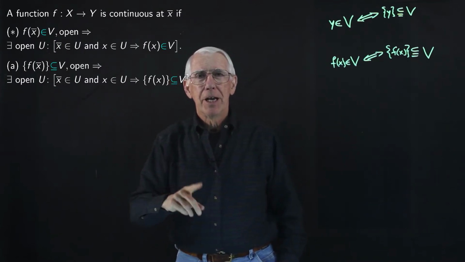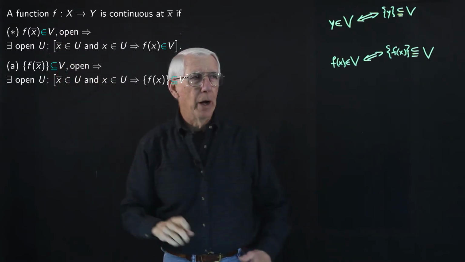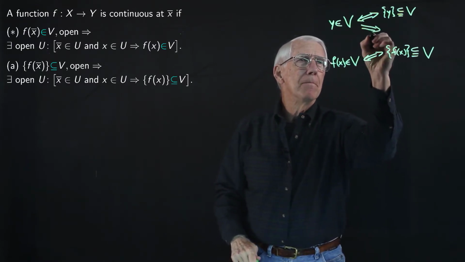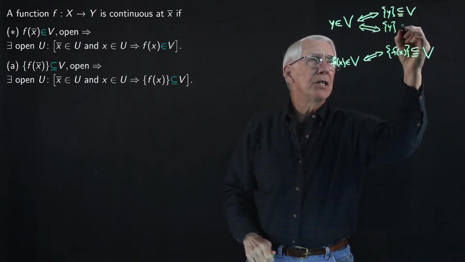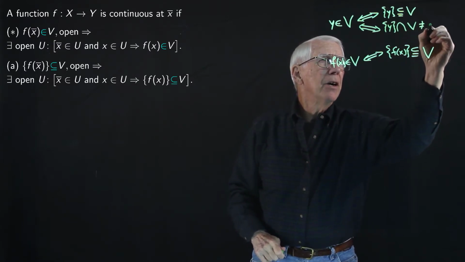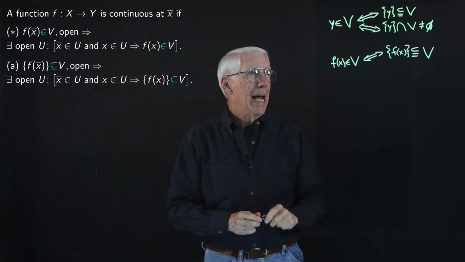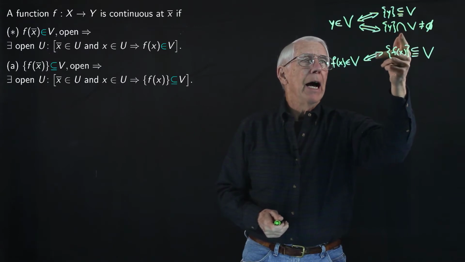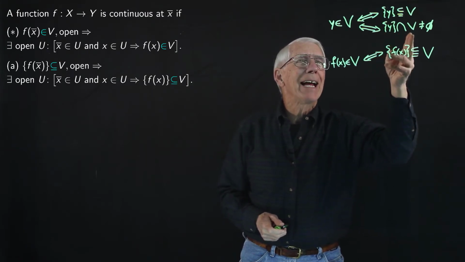Now, there is a second way that we could rewrite this in an equivalent way, and that is to notice that if y is an element of V, then the singleton set consisting of y intersected with V is non-empty. It's not the empty set, it's supposed to be non-empty there. Again, same statement. If y is in V, then the singleton set consisting of y intersected with V is non-empty, or the singleton set consisting of y intersects V.